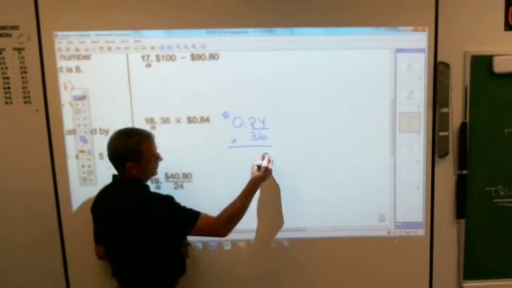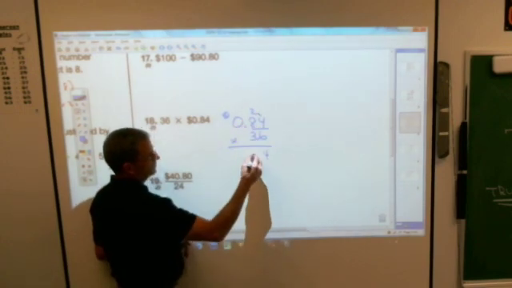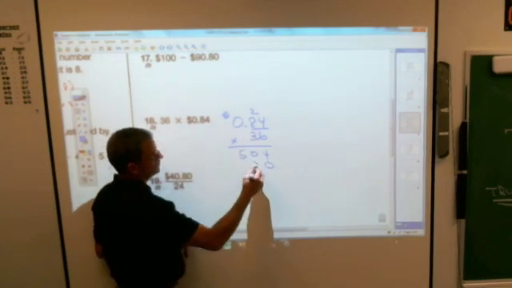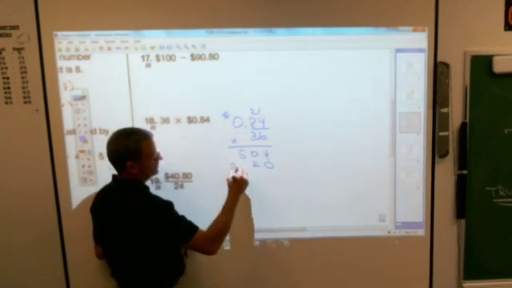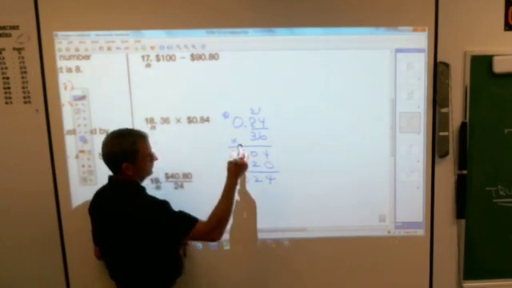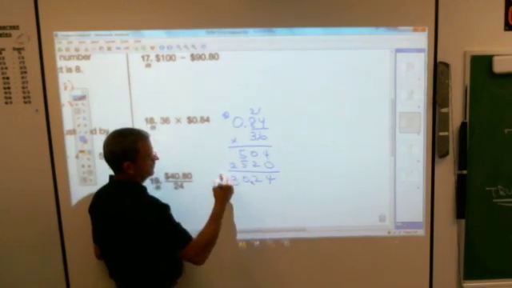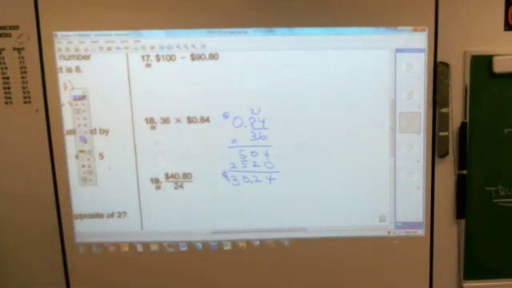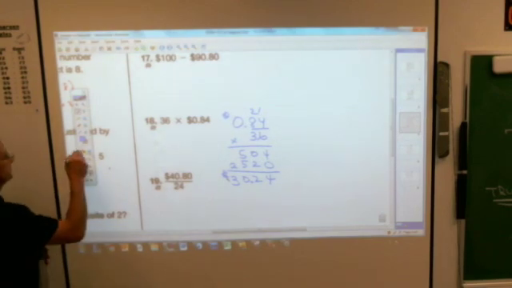6 times 4 is 24. 48 plus 2 is 50. Put a 0 down when you get to that second digit. 3 times 4 is 12. 24 plus 1 is 25. 3024. 2 decimal places. $30.24. If you struggle with multiplication, ladies and gentlemen, there's not much I can do for you. That's not an understanding thing. That is you not knowing your basic facts, which you have to know.